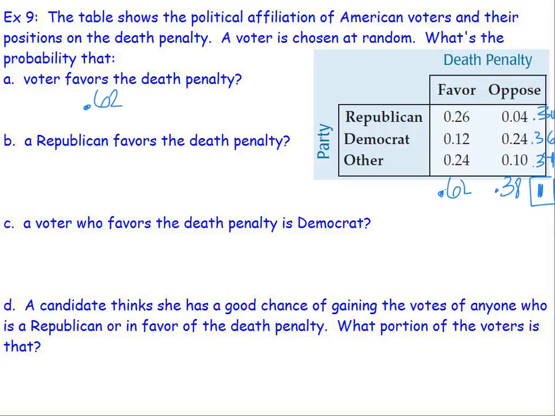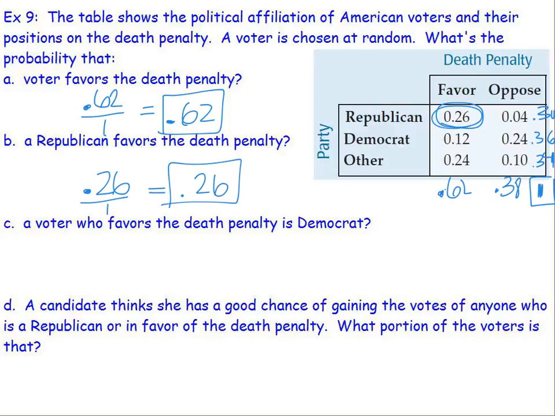And since the total is 1, 0.62 divided by 1 is just 0.62. So that was an easy one. Now we want to find the probability that the person we chose is a Republican who favors the death penalty. So we need to go to Republican, go to favor the death penalty, and we get 0.26. Well, this is again out of everybody because there's no givens, there's no prior knowledge, so this is still out of 1, so we know it's 0.26.